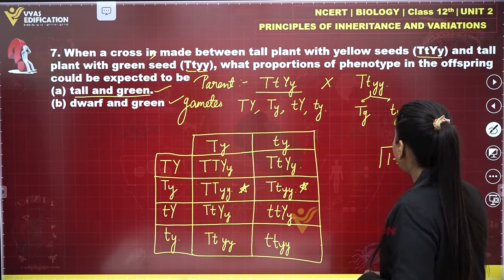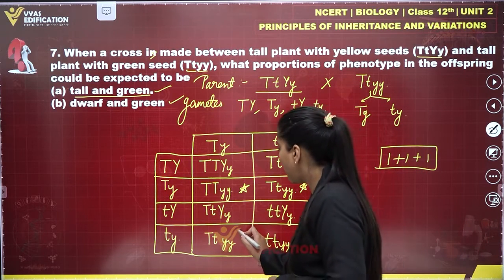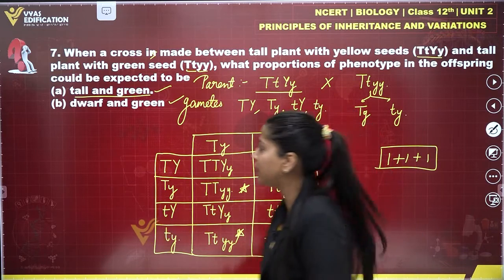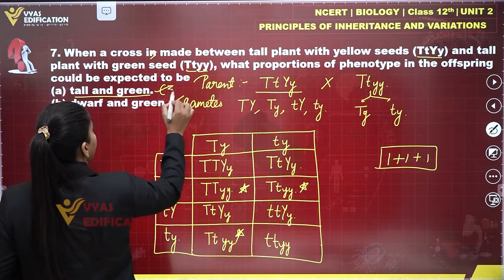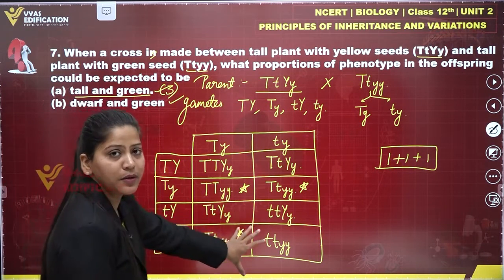So these are the three. Three are tall and green among all these offsprings.